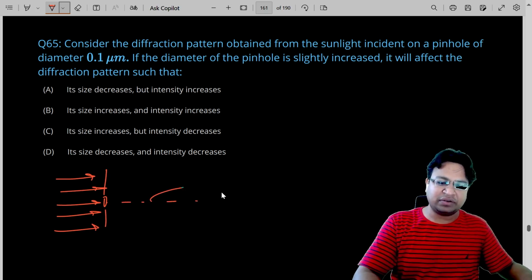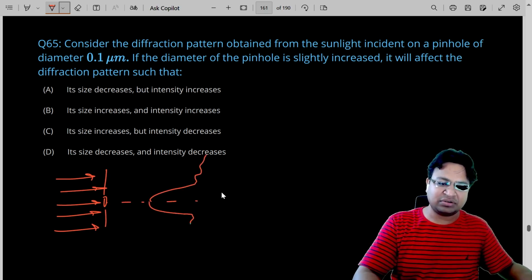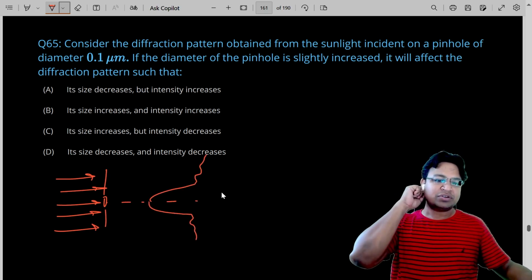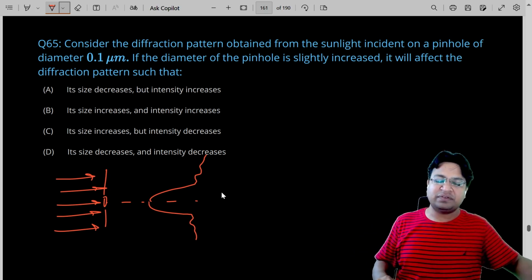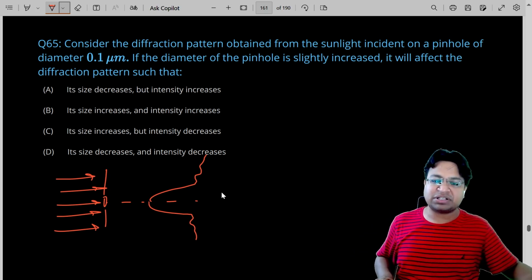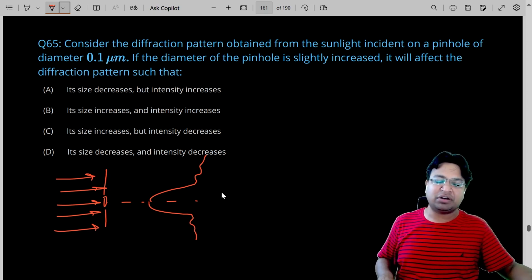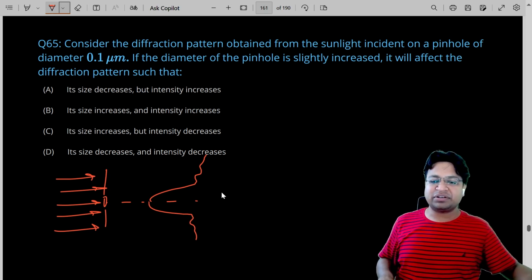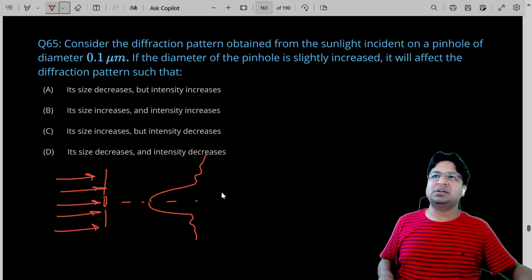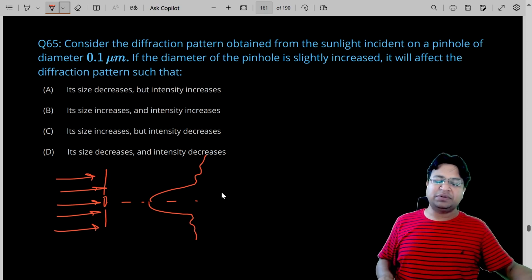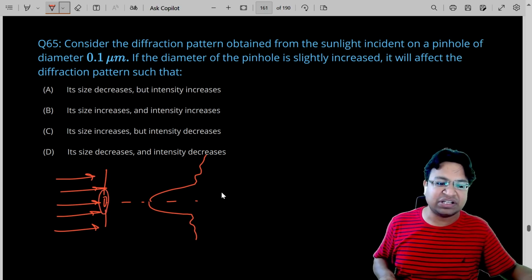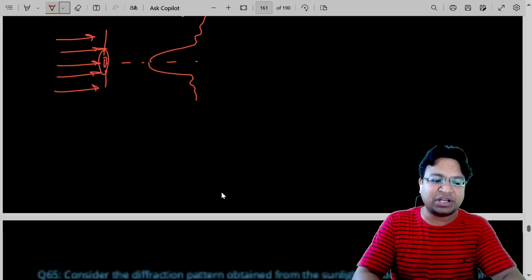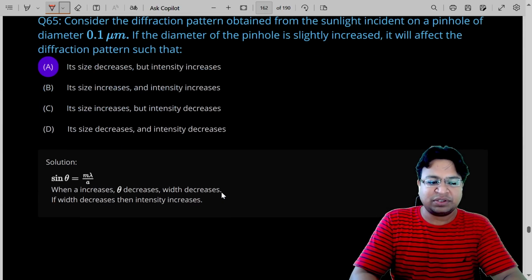So we know that there would be a central maximum with the secondary maximums like this. It says if the diameter of the pinhole is slightly increased. Now, guys, the size of the central maxima is inversely proportional to the diameter of the pinhole. So if the diameter is increased, then the size will decrease. The size will decrease, but because it will allow more light to enter, the intensity will increase. So the size decreases, but intensity increases. So option A should be the right answer here.